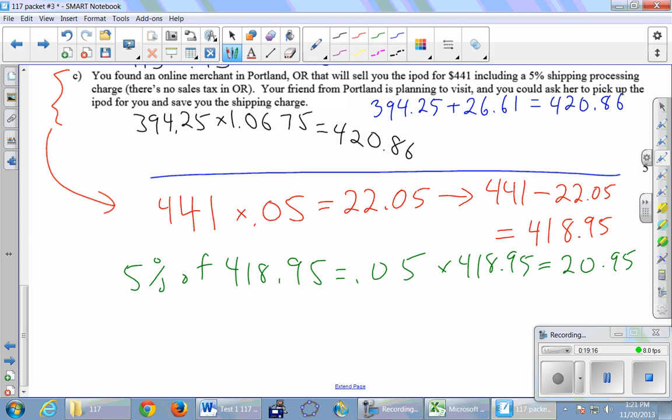And Griffin's exactly right. You can't take 5% of this big number, subtract it, and then take 5% of the small number and hope to get back up. 5% of a bigger number is not the same as 5% of the smaller number. They took 5% of the unknown and they built it up to 441. And unfortunately, as Griffin is observing, it's not as easy as just taking 5% of the big number and subtracting it off.